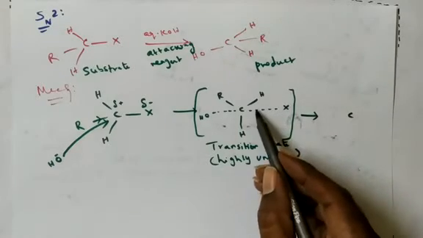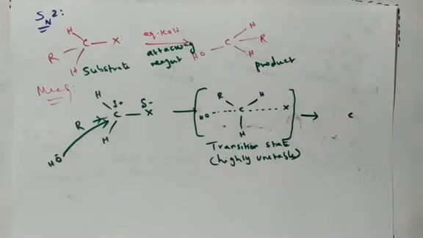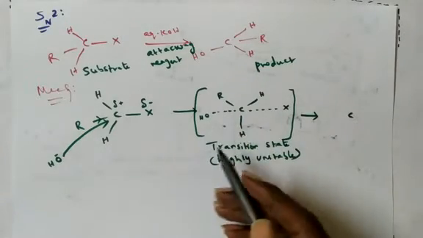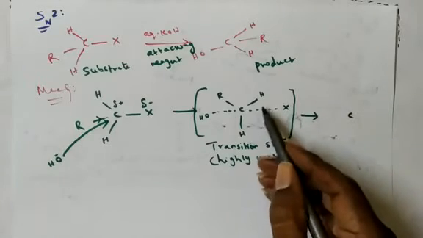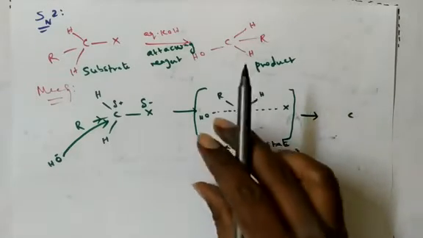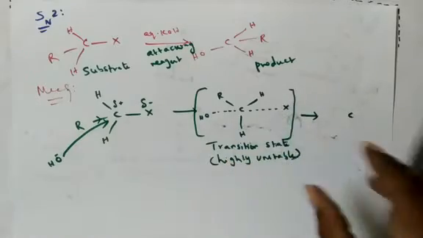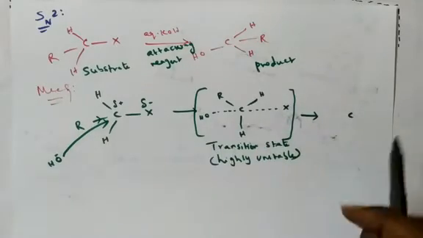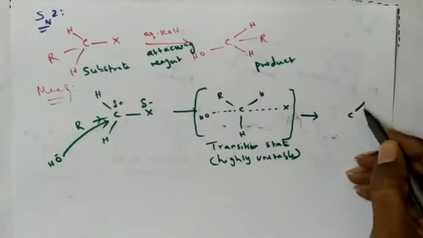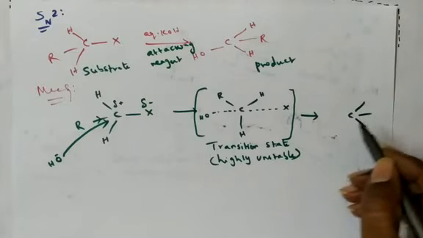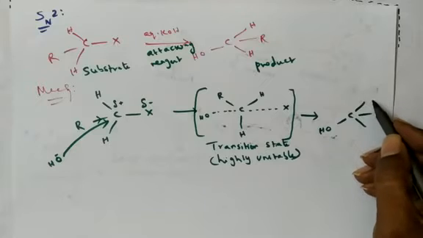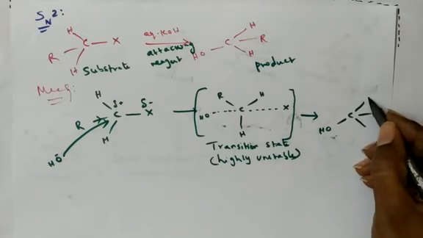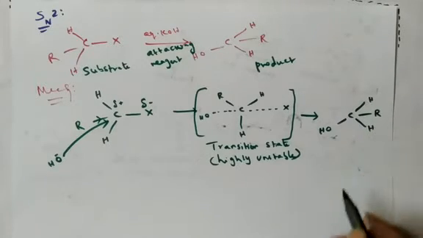Now the halogen completely cleaves away and the nucleophile forms a stable bond. While doing so, this much space is empty now. All these bonds relax from the steric hindrance, and finally they get a spatial orientation like this. And this is your product.